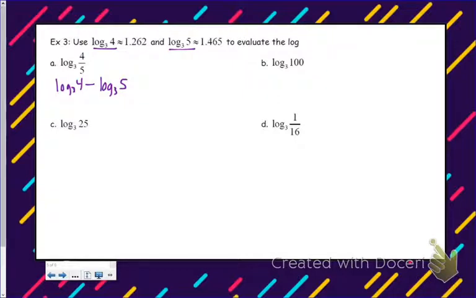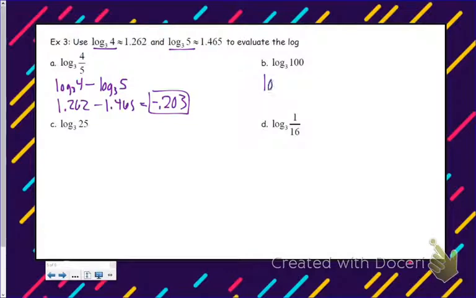So log base 3 of 4, I can now replace with 1.262. Log base 3 of 5, I can replace with 1.465, which gives me a negative 0.203. And if you were to evaluate that log, you get something pretty close. Now our value might be a little bit different just due to rounding, but this is the process that we're going to use here.